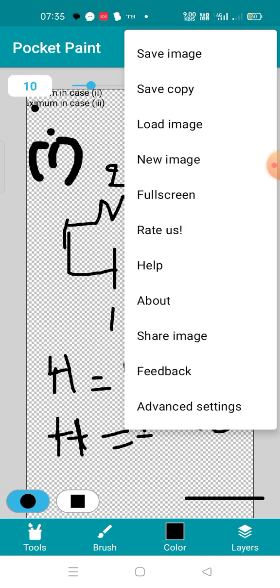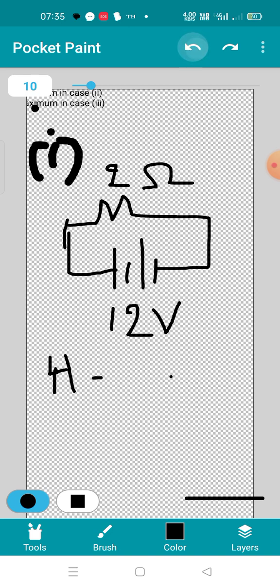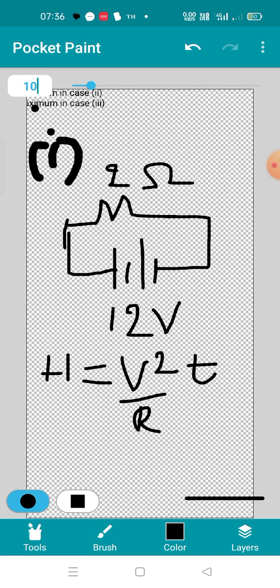Now let's look at the remaining formulae as well. H is equal to VIT, H is equal to I square RT, H is equal to V square by R into T, and H is equal to VQ. So these four formulae can be used to calculate heat energy. But which of these 4 formulas should we use here is the question.